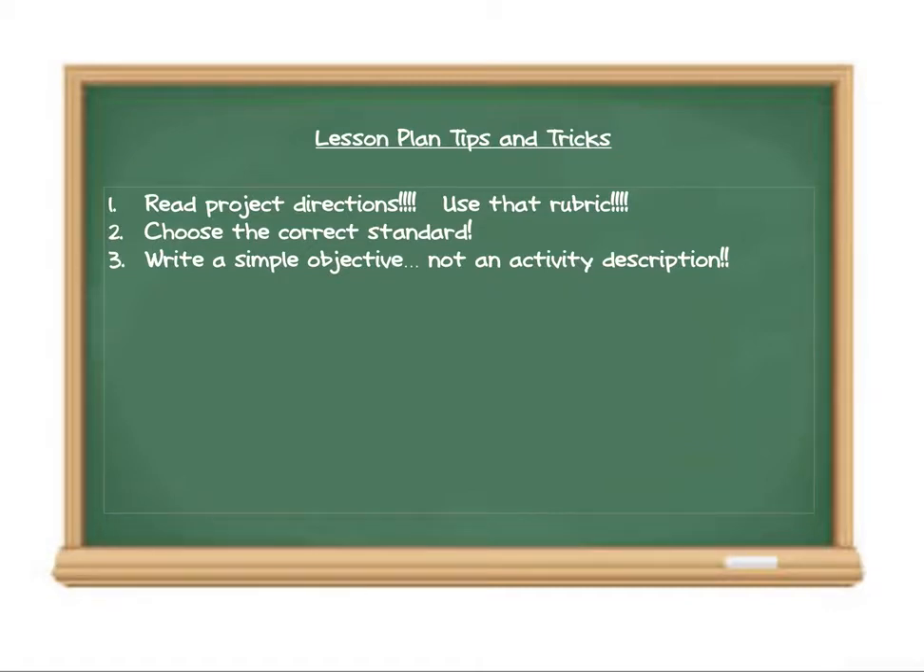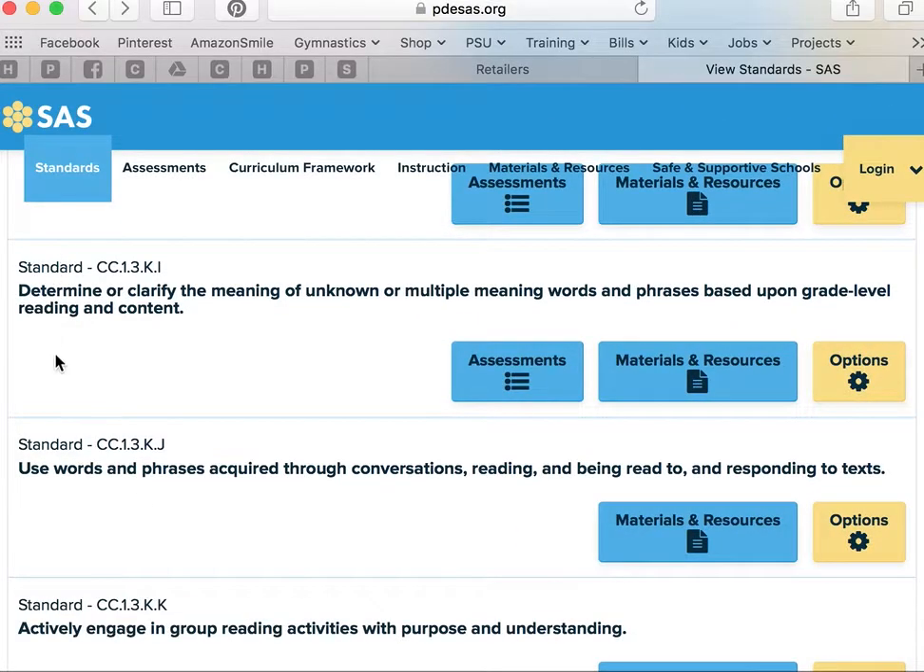If we look at a standard here, determine or clarify meaning of unknown or multiple meaning words and phrases based upon grade level reading and content. So that's a vocabulary standard within a fiction text. So within that, you might say the students will sort words that are new into categories. So you can see that objective is simple.